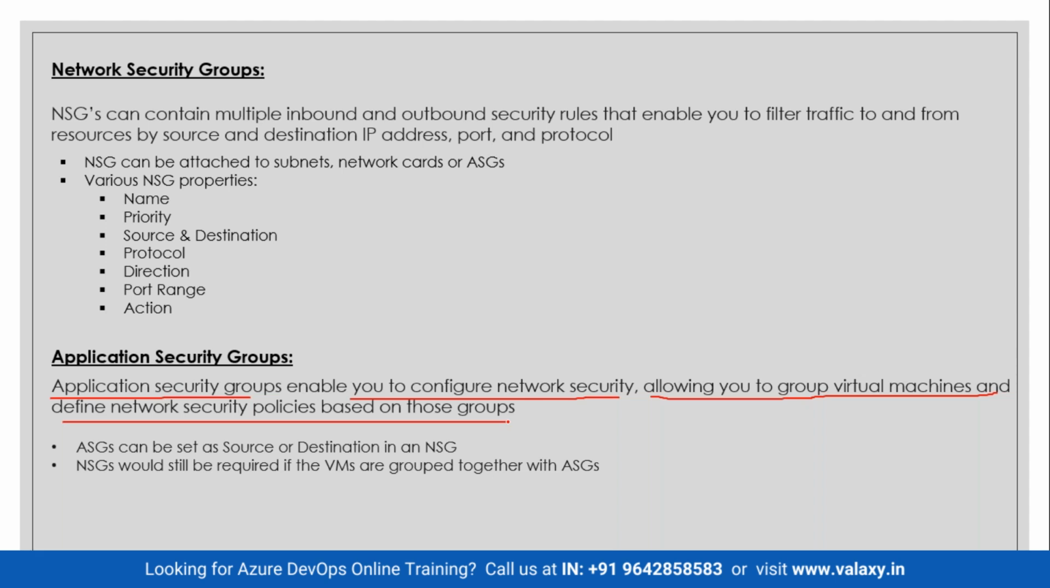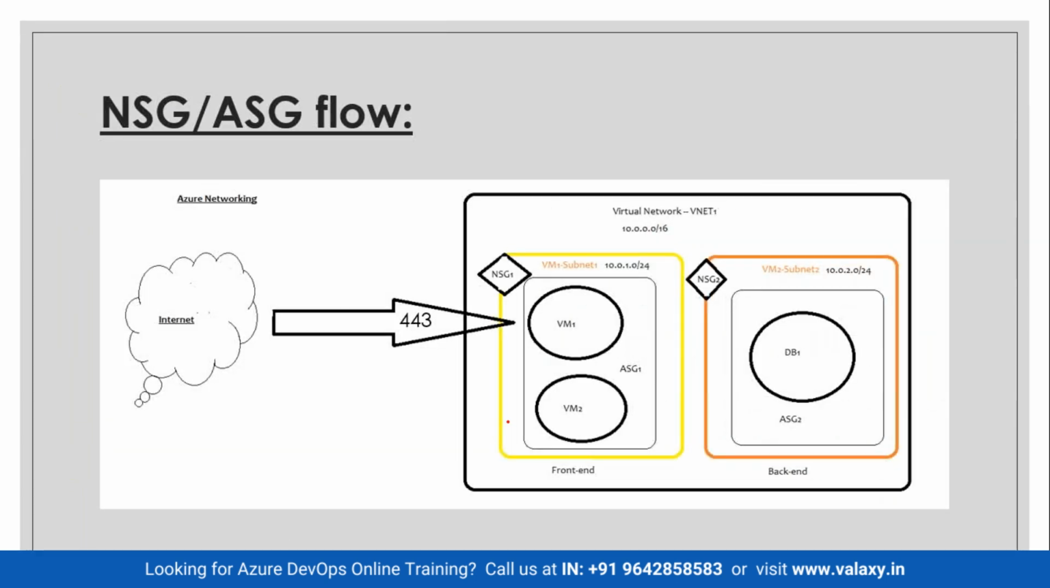Let me explain it with a diagram. Now think, you're trying to access a front-end application on port 443. That is the HTTPS port, correct? These are your front-end VMs, VM1, VM2, and your application is hosted over here. Now we have attached an NSG at subnet level. Okay. Now this is your front end. So if you want to access your application, you can access it on 443.